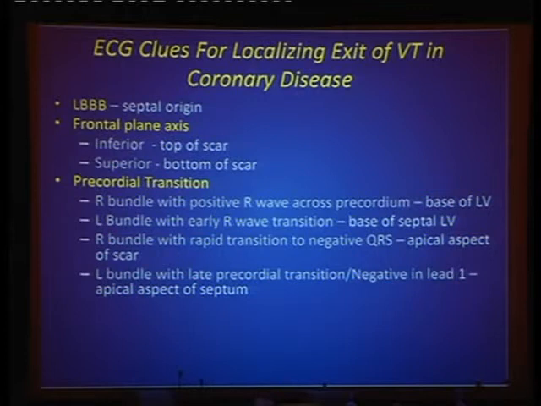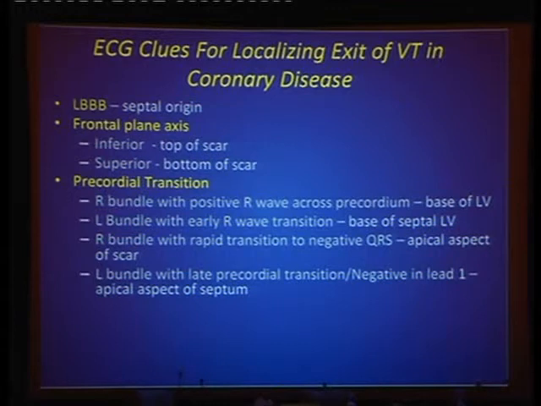Not so much. Okay. So in coronary disease VT, if you see left bundle branch block morphology, usually a septal origin. If you see a frontal plane axis that is inferior, think that it's arising from, or at least the exit is arising from, the top of the scar. If you see a superior axis, think that it's arising from the bottom of the scar. This is critically important and easy. You have to do this before you go into the lab.